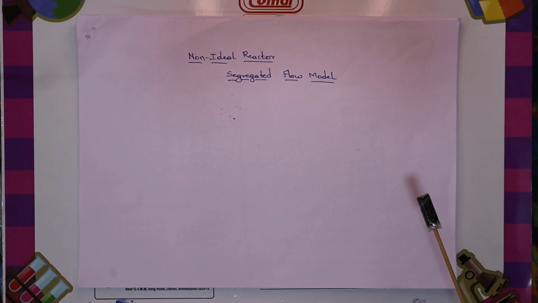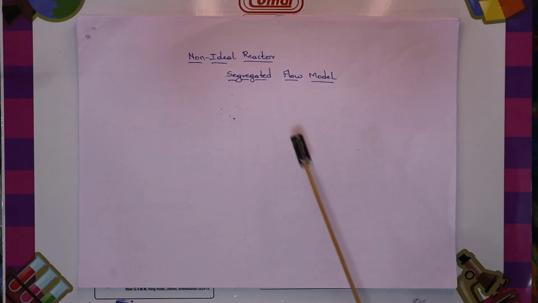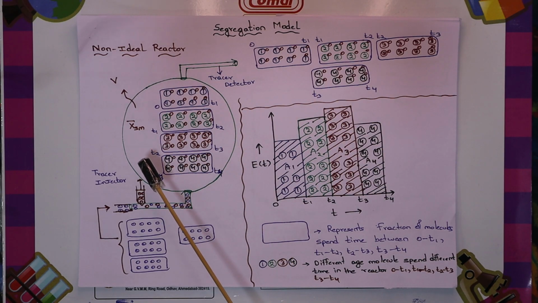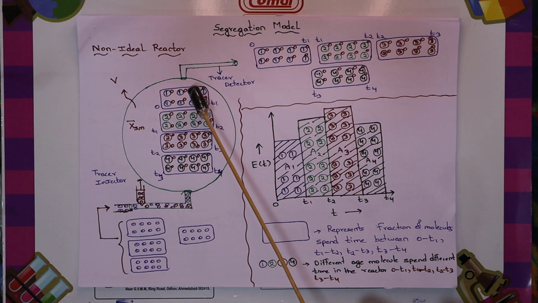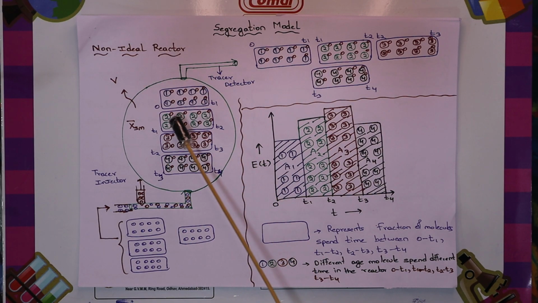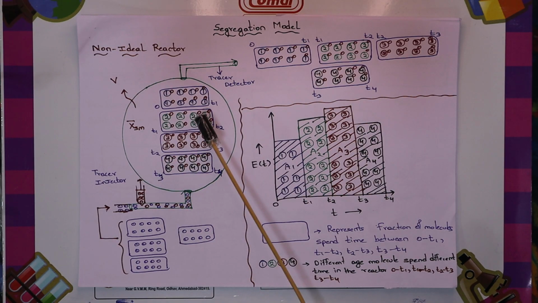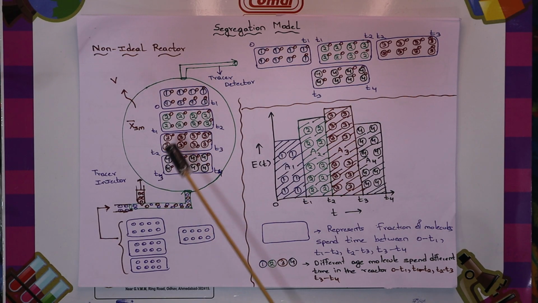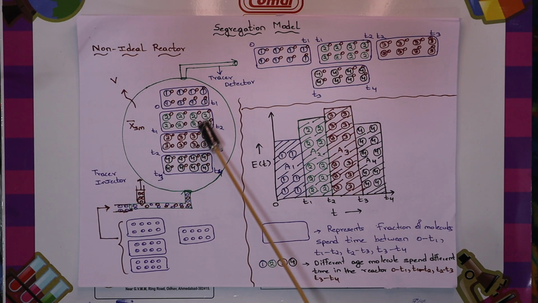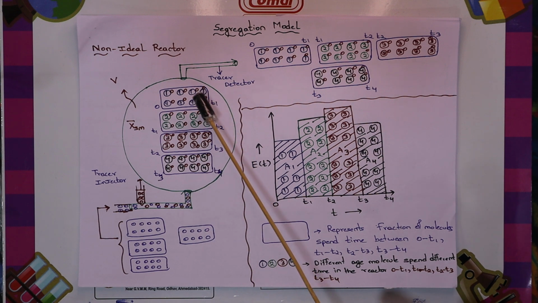The first model that comes into the picture is called the segregated flow model. What exactly is the segregated flow model? This is the basic picturization of the segregated flow model. For example, this is a non-ideal reactor, and we already have the information that through tracer curve experiments we can find out the time molecules spend in the reactor, because different molecules spend different amounts of time. The conversion from these molecules we can then get.